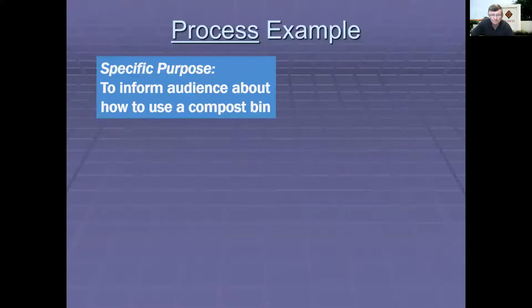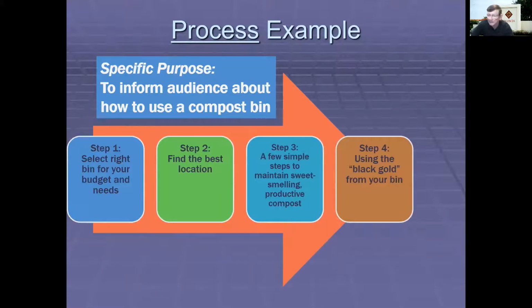Here's an example. Okay, here's a specific purpose: to inform the audience about how to use a compost bin. Okay, this comes right out of a textbook that we used a few semesters ago. It's not your current textbook. Step one, select the right bin. Step two is the next in line, is find the best location. Step three, steps to maintain the sweet smelling. I think that would probably be pretty important. And then step four, you use it. Okay, you can see that that is an order sequence.